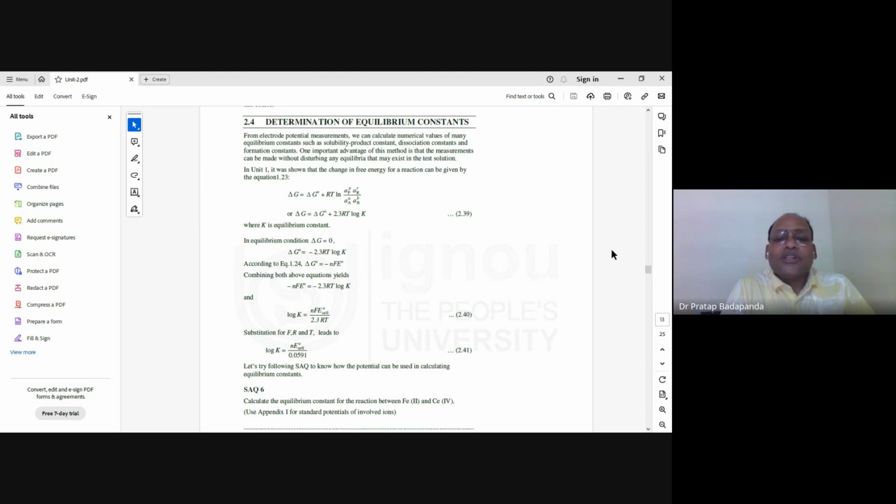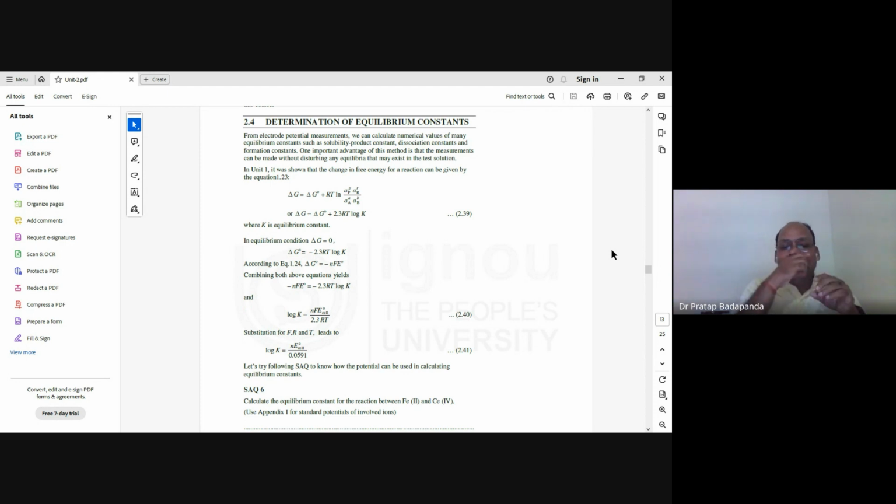So according to equation 1.24, delta G naught is equal to minus nFE naught cell. This equation gives the Gibbs free energy, and you have to memorize these things. Here n is the number of electrons, F is Faraday's constant, and E naught cell is the standard cell potential. Combining these two, replacing delta G naught, we get minus nFE naught cell equal to minus 2.303 RT log K. So log K will be nFE naught cell divided by 2.303 RT.